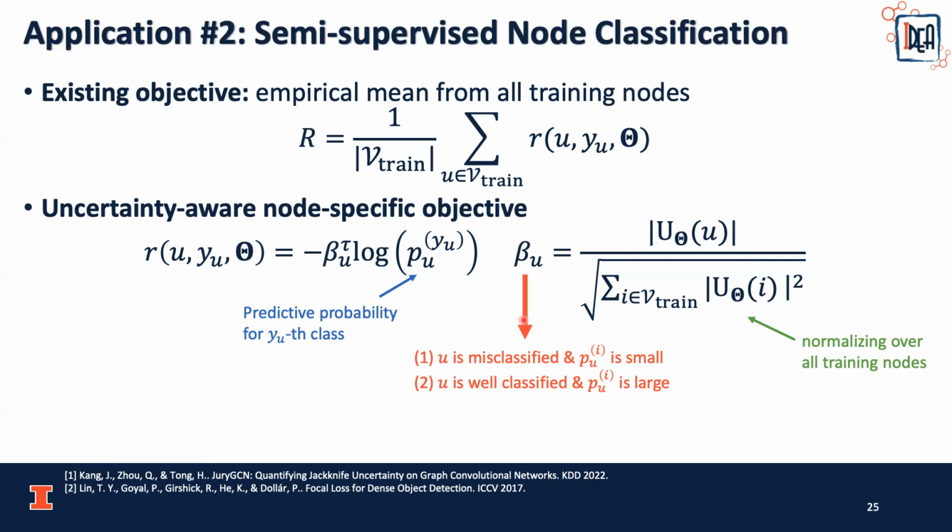Here we can consider two different cases for this beta factor. First, if node u is misclassified and the corresponding predictive probability is small, then the uncertainty would be large, and the beta factor can increase the loss value. The second case is that if node u is well classified with a very small uncertainty, then the loss value will be downweighted, since the model has already captured very useful knowledge for these easily classified nodes.